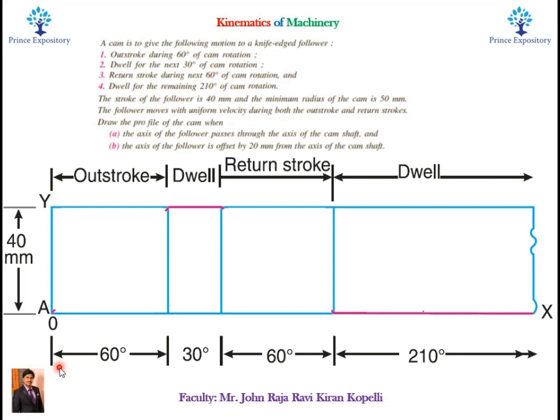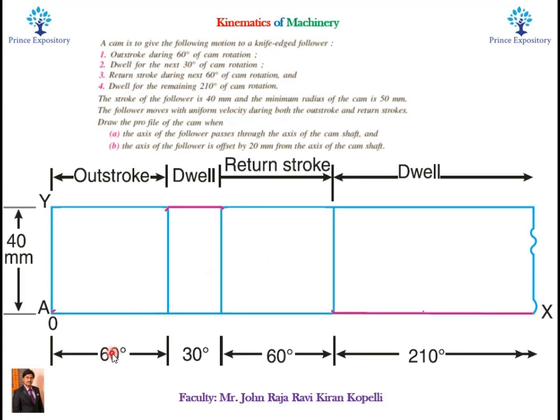Now, outstroke and return stroke are the major things to be taken into consideration. The reason being, the follower moves with uniform velocity during both outstroke and return stroke, as mentioned in the question. Thereby, our main concentration is on outstroke and return stroke. Now, this outstroke is divided into n number of equal parts. Similarly, the return stroke should also be divided into n number of equal parts.